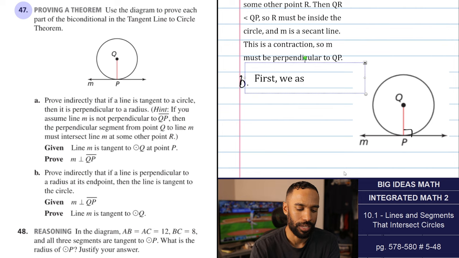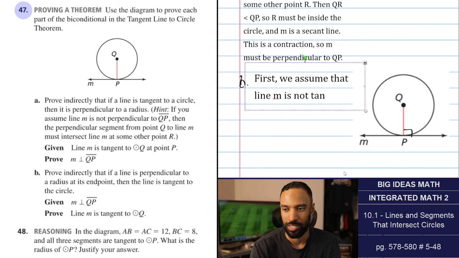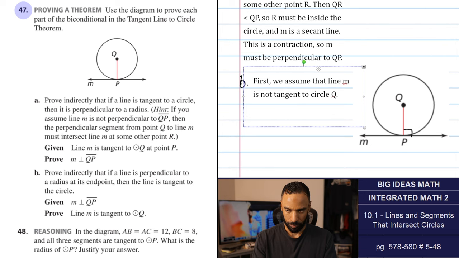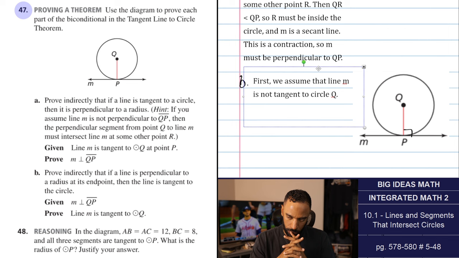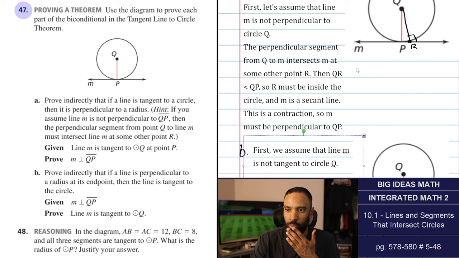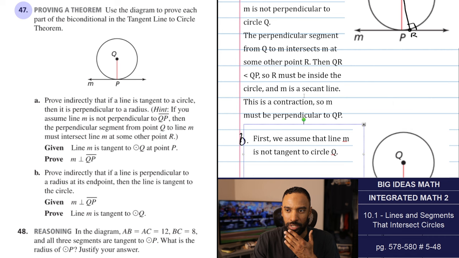We assume that line M is not tangent to circle Q. Okay, if we assume it's not tangent to circle Q, why did we do the point R last time? I mean, they dropped the hint, but how did we know the perpendicular segment from Q to M intersects M at some other point R? Oh, perpendicularly. That's what they're saying. The perpendicular segment does that.